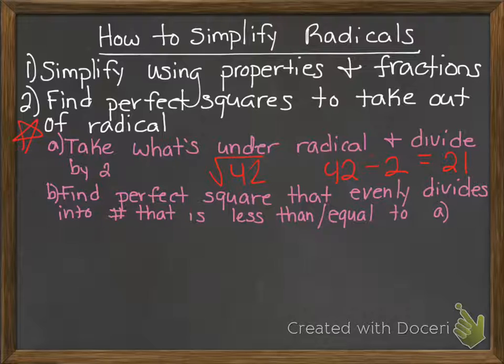Then I'm going to go to step B, and I'm going to find a perfect square that evenly divides into that number and is less than or equal to A. So I'm going to look at all of my perfect squares that are less than or equal to 21, which are going to be like 16, 9, and 4. And I'm going to say, okay, well, 42 divided by 16 is not a whole number, so we're not going to use 16. Same thing with 9, and so on and so forth.